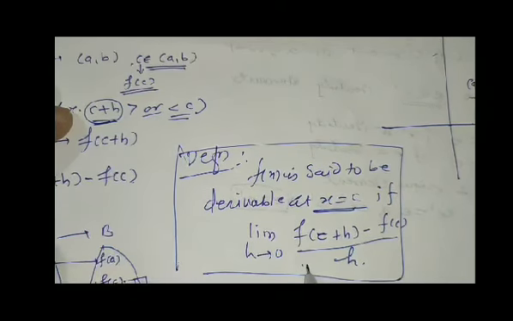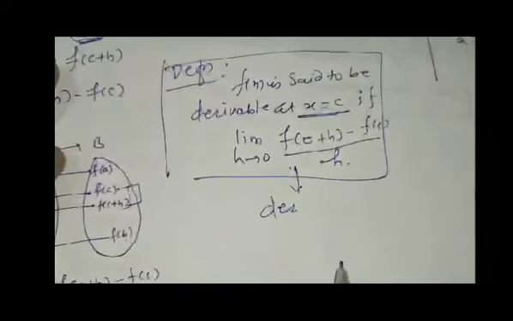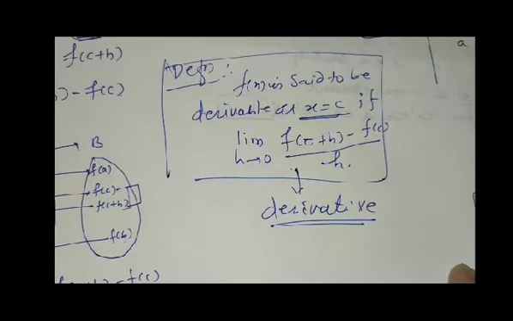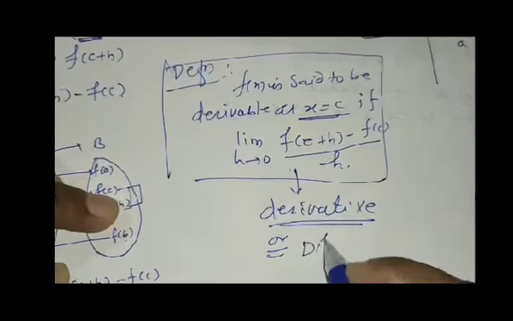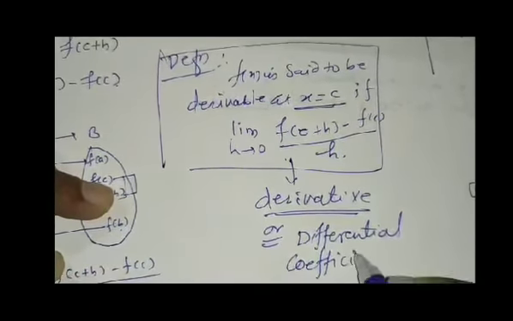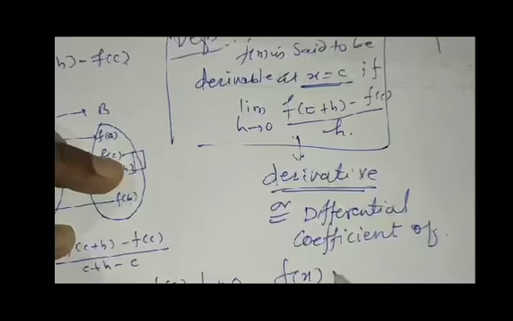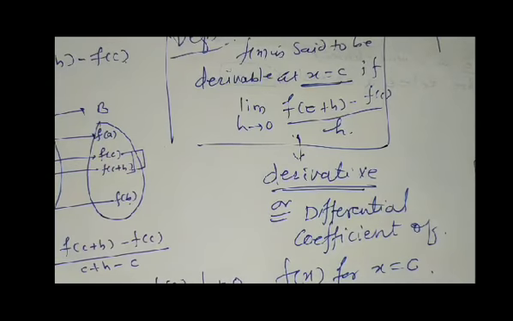This is the definition of derivative. And if this limit exists, then this limit is called the derivative, or differential coefficient, of the function f of x for x equal to c. So students, this is the definition of a derivative.